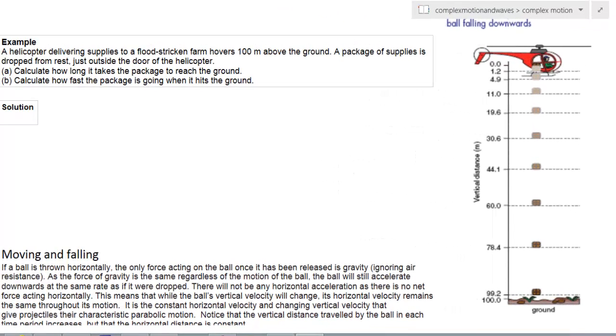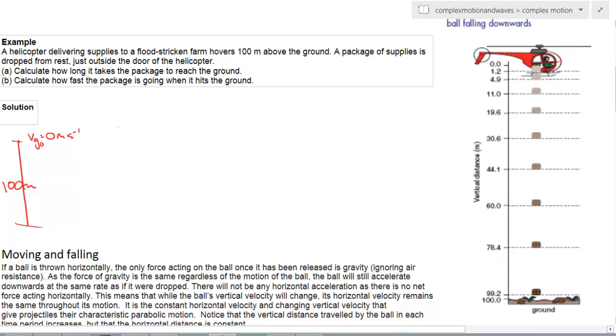So for example, if we use the initial equation, we can say, okay, initially it starts off at a height of 100 meters, and it starts off with a velocity in the y direction of 0 meters per second. The only force acting on it is gravity, of course, and we want to find out how long it takes to get to the ground. So what equations can we use?